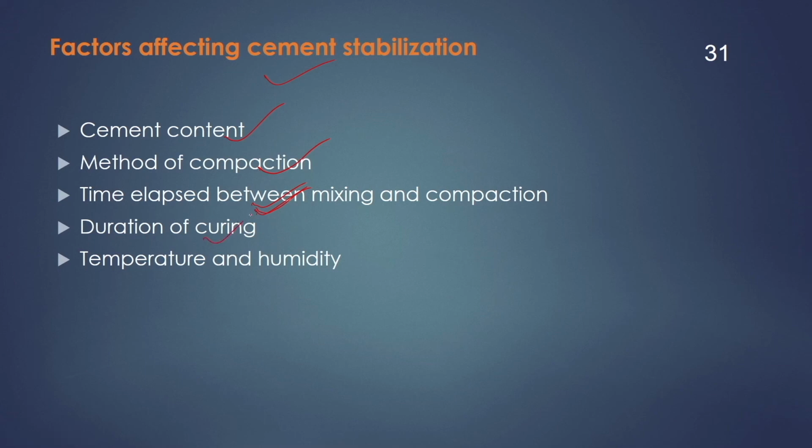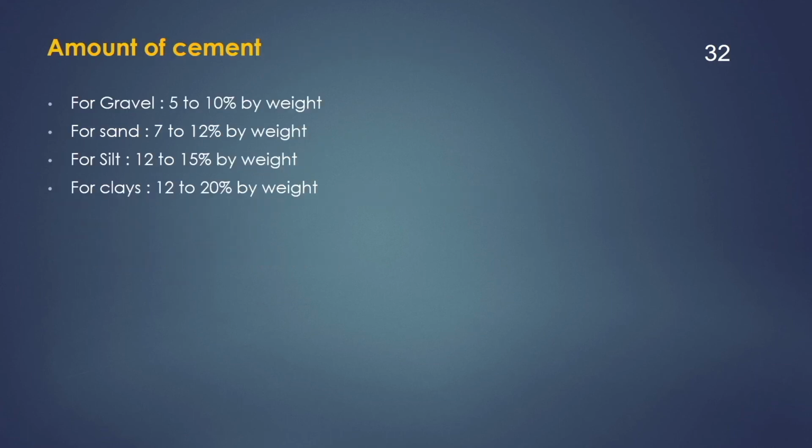Next will be the duration of curing. Duration of curing means once the soil has been compacted, we have to allow the soil for curing. During this curing process, the soil will gain some strength. So, therefore, if the duration of the curing is less, the gain in the strength will be less. Next is the temperature and humidity. Since the pozzolanic reaction depends on the temperature and humidity, generally the strength gain will be higher if the temperature is a bit higher. We need to add a different amount of cement to different types of soil.